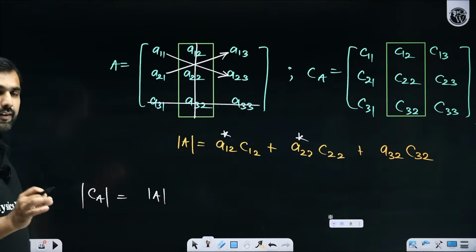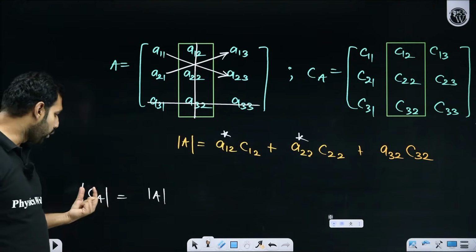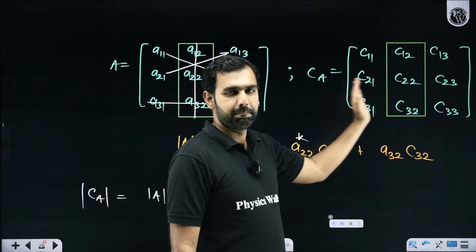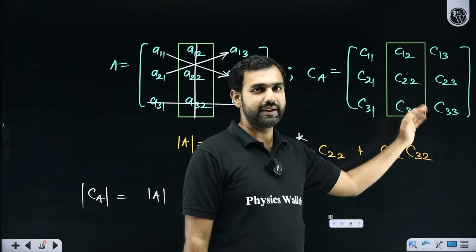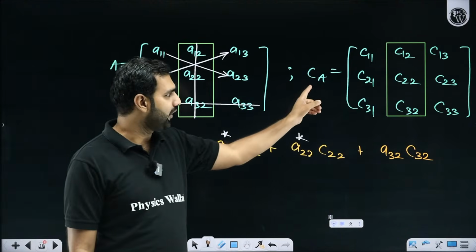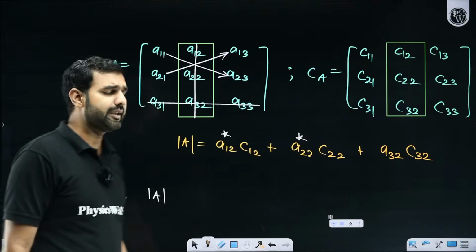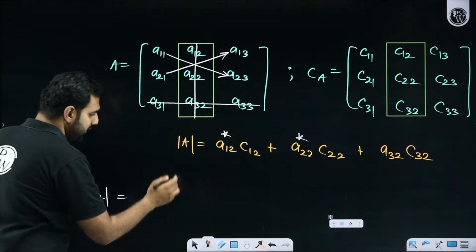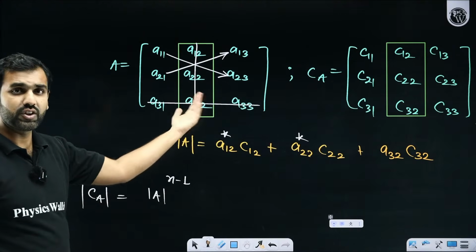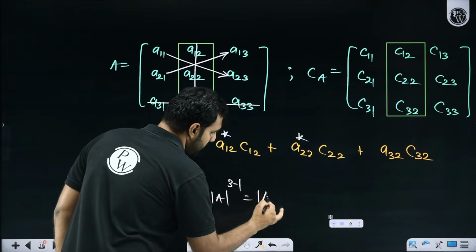Now, look at this very insightful, interesting, beautiful property which says that the cofactor matrix which you have created by taking the cofactors of corresponding elements of this matrix A, if you wish to find its determinant, you truly don't have to. It will be equal to this determinant raised to the power n minus 1, and in our case n is 3 because this order is 3 by 3.